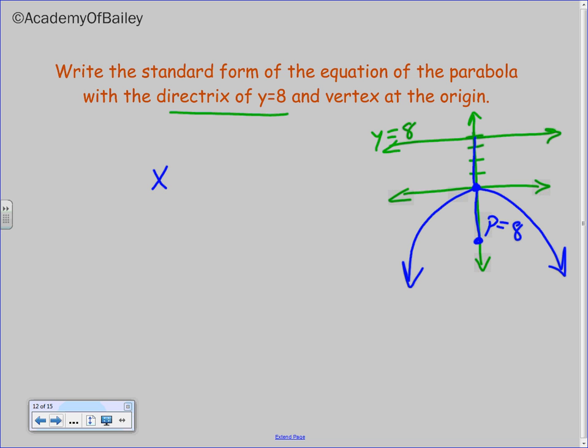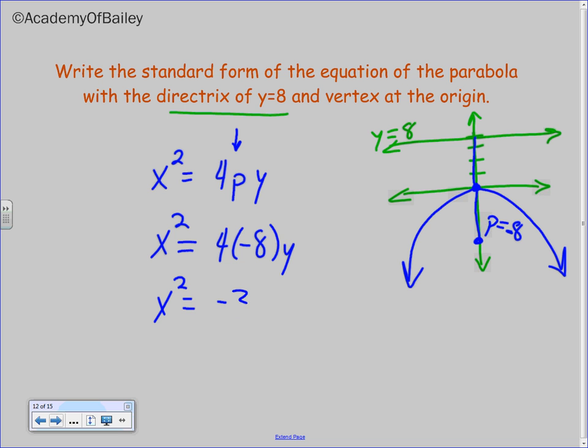So if the graph is opening down, we know that somehow we must get a negative for 4py. That's where we substitute negative 8 in there for p, because we know it opens down, so p must be negative 8, so that way we get a negative 32. x squared is equal to negative 32y.